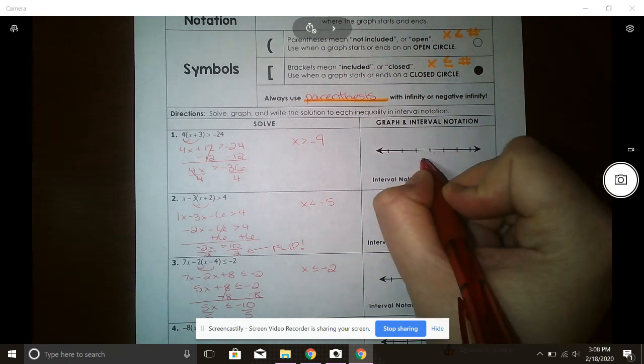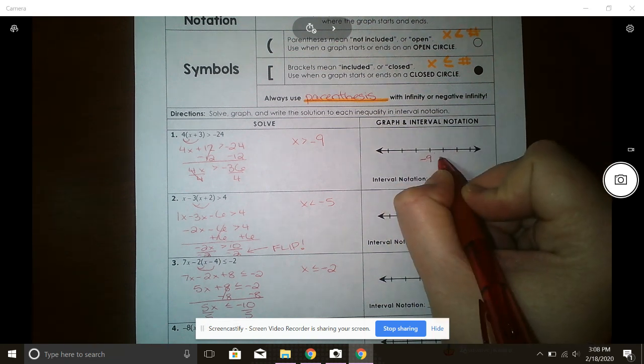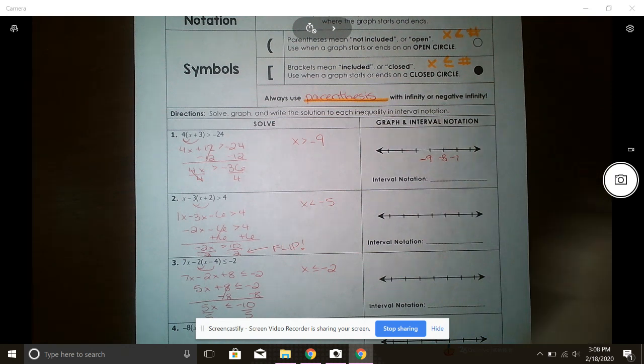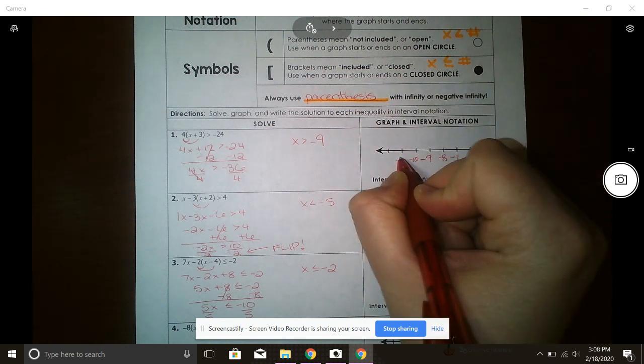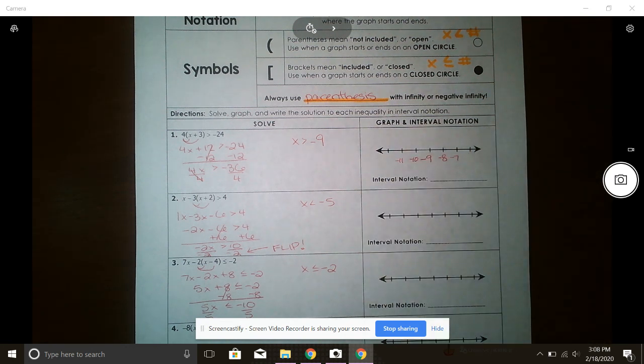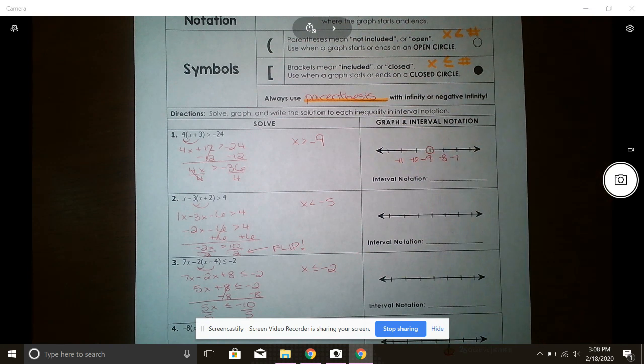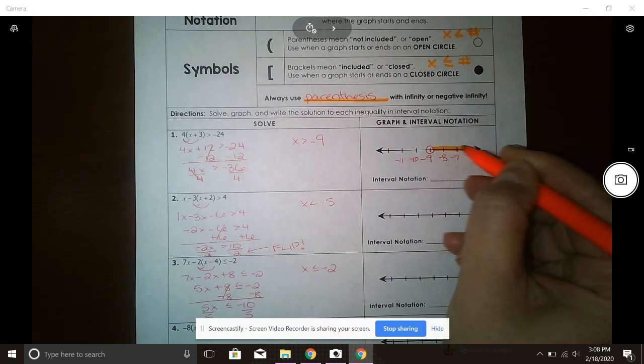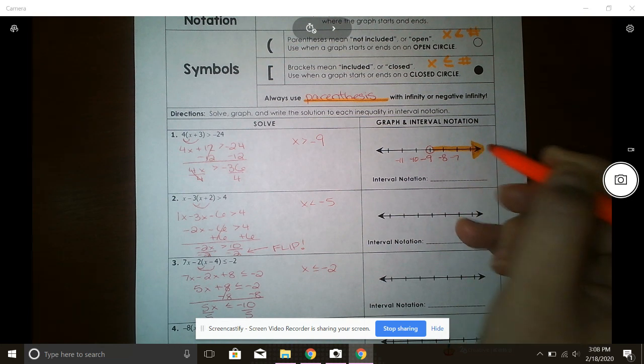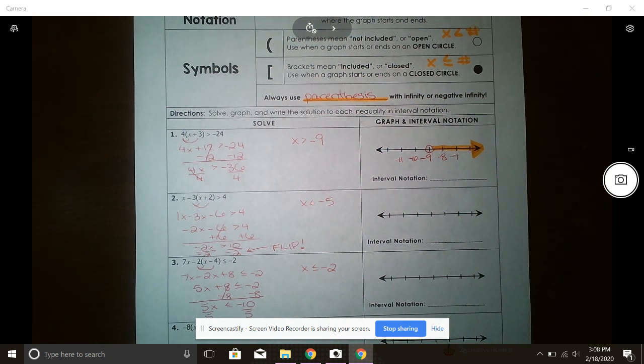So let me put negative 9 on my number line. Negative 8, negative 7 is bigger than negative 9. Negative 10, negative 11 is smaller than negative 9. To represent my solution on the number line, I'll use an open circle because it's not equal to, and I'll shade to the right to symbolize that all my solutions are greater than negative 9.